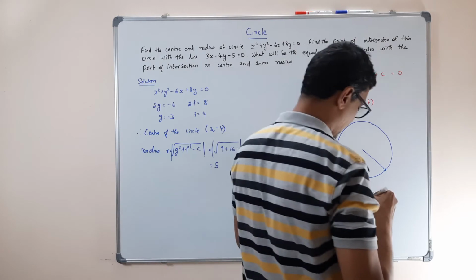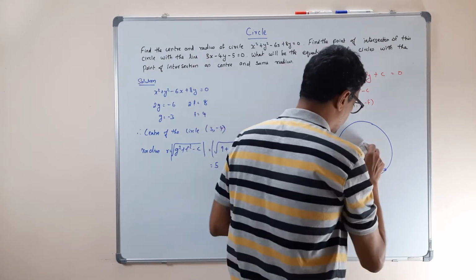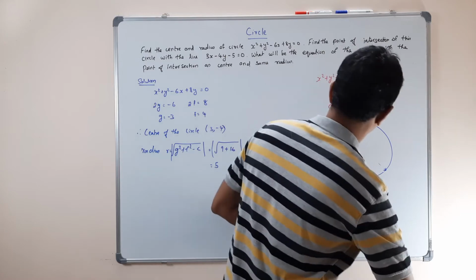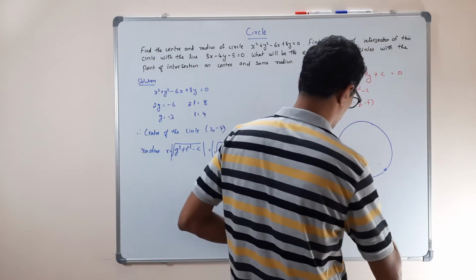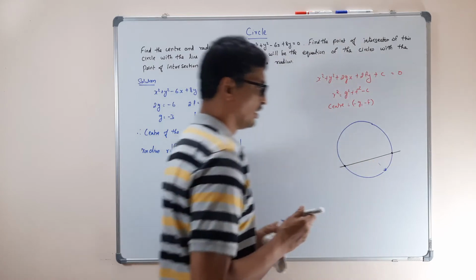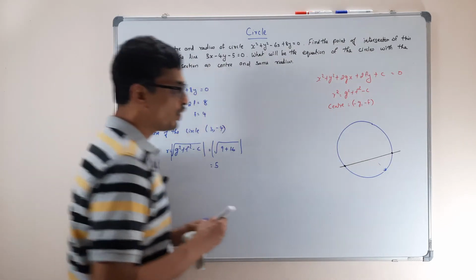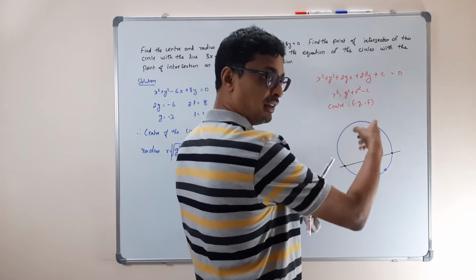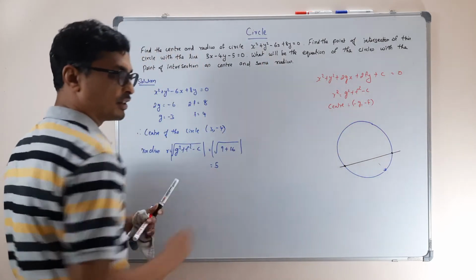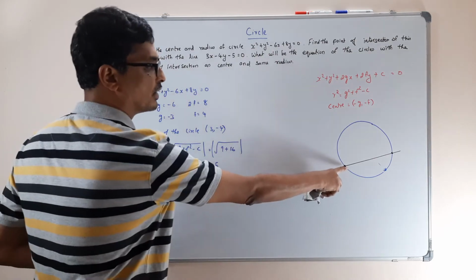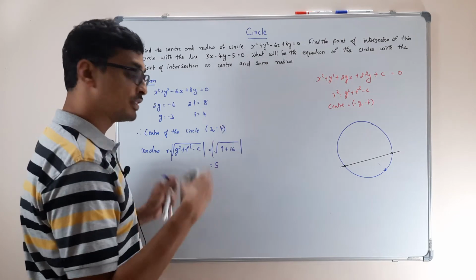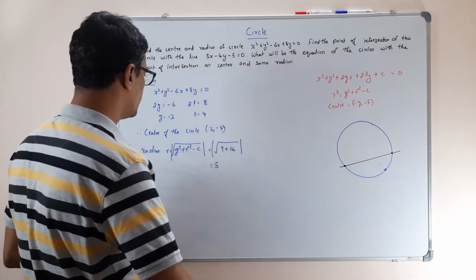What they have given is a circle and a line, and you want to find the point of intersection of the circle with the line. You solve both equations, the equation of the circle and the equation of the line, because the points will lie on the line as well as on the circle. Let us take one point. You will see it will automatically come as a quadratic equation, and then we will find out.